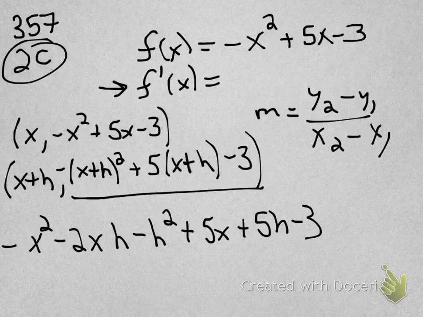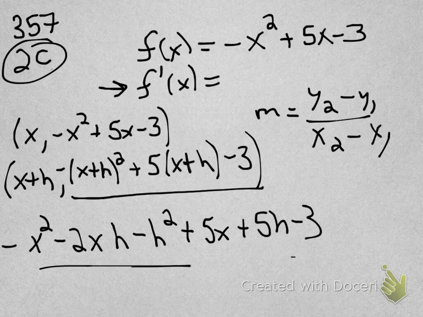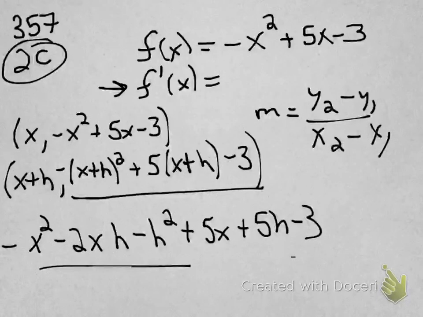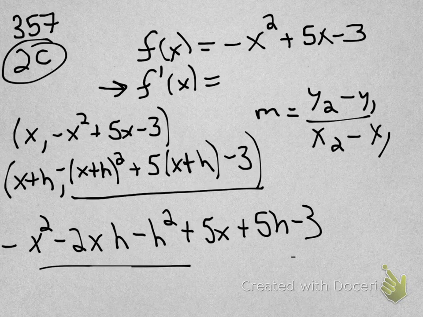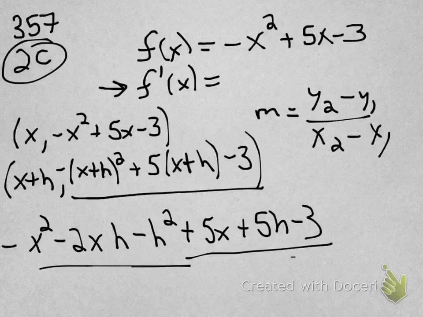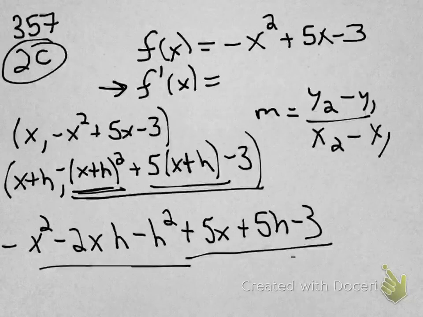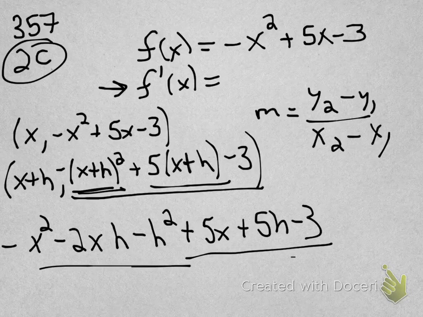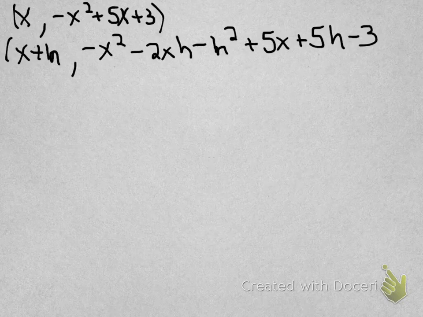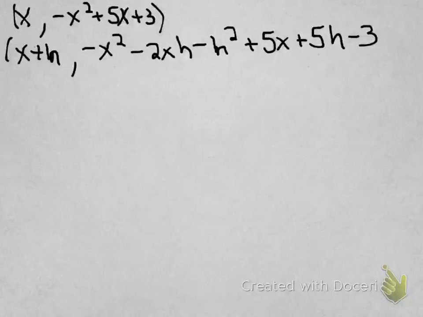I ran out of room down here, so I'm going to go to the next page. I already wrote down these 2 coordinates that we're going to use, and then we're going to find the slope between them. If you don't know how to do this, you just have to practice your algebra. We did x plus h squared right here, and then we distributed the 5 through to that. It's very, very important that you keep your algebra straight when you're doing these problems. So here are our 2 points.